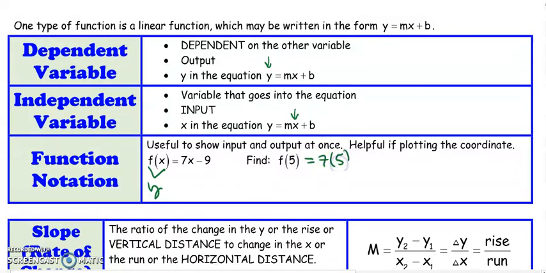So if we have 7 times 5 minus 9, and we work this out, we get 26. So f of 5 equals 26. You know where this is useful is plotting a coordinate, because if you had to write this as a coordinate, 5, 26. It's all like right there in your face when you're done with it, right? So that's what makes function notation kind of nice.